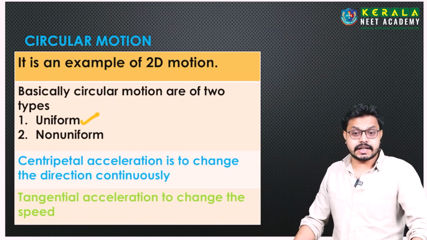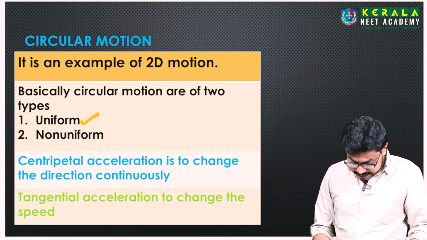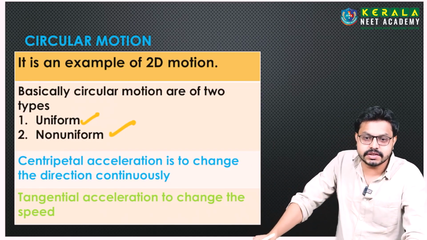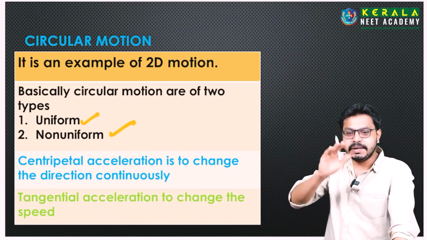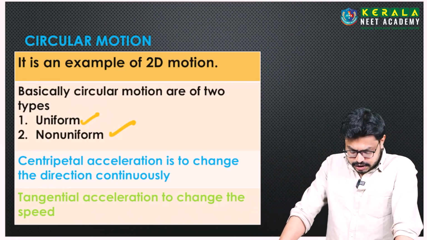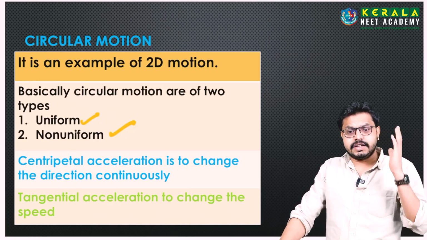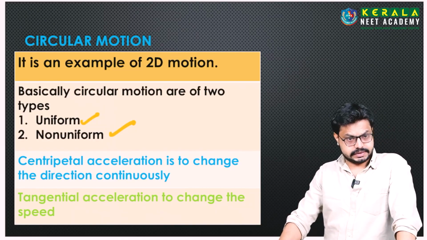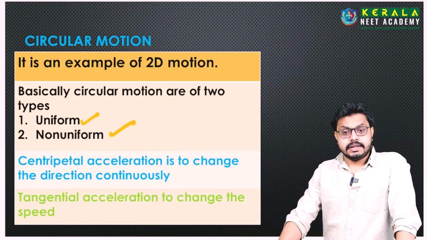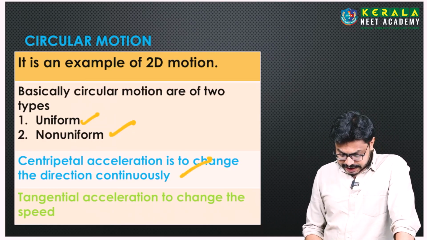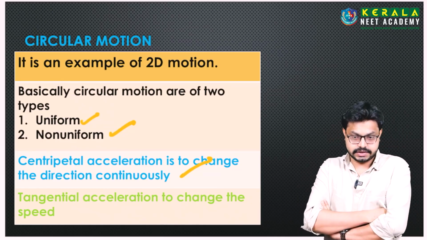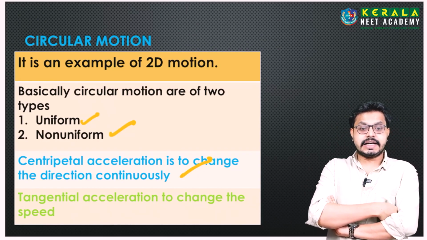The second one is non-uniform circular motion. What is non-uniform circular motion? The speed will not be constant; the speed will vary, right? So what are the main things we have to remember before we study circular motion? The first point is centripetal acceleration as well as tangential acceleration.